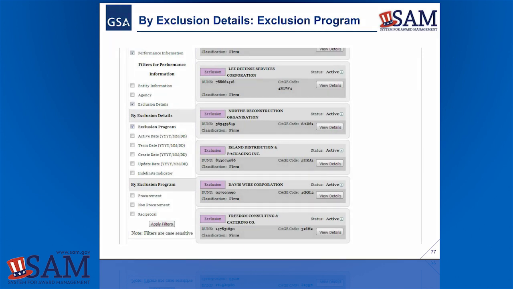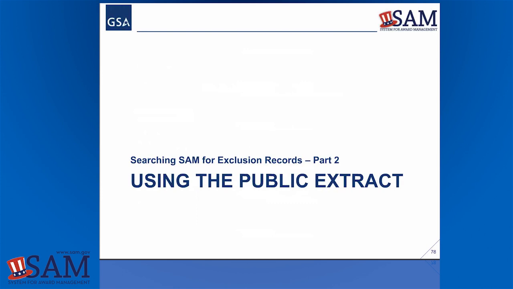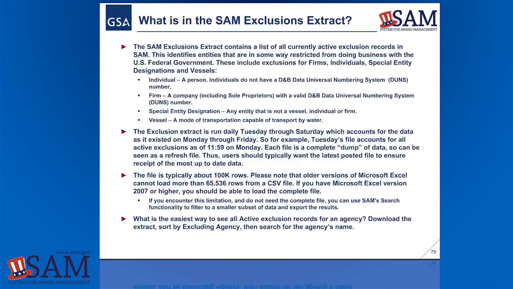The other thing you could do if you really wanted to is download this public extract. The extract is a daily snapshot of all active exclusions in SAM. It would allow you to have it, search within it, and sort within it. It's published 5 times a week, and there are little cautions about how many rows and what version of Excel you should use. But bottom line, if you're doing power searching or analysis of exclusion records, this is another way of getting the data and another way of confirming or denying the search results that you've got.